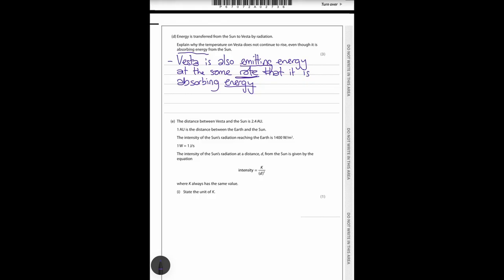But I'm always looking out for this question. If it says something about increasing energy, increasing temperature, decreasing temperature, or staying at the same temperature, this is the way that you've got to phrase it, and just make sure that you're using that keyword rate.